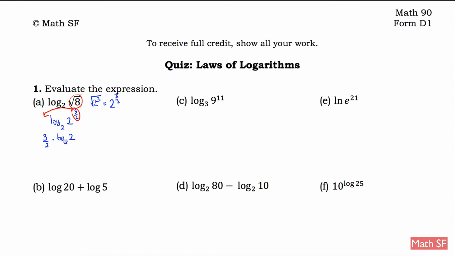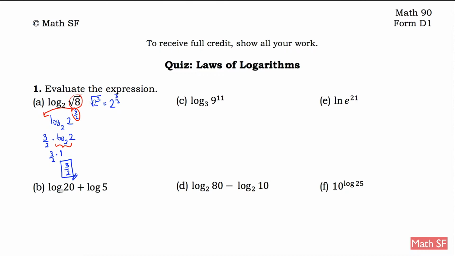Remember this log base 2 of 2 is actually 1. So 1 times 3 over 2 is 3 halves. Therefore, your answer should be 3 halves. Now let's do part B.